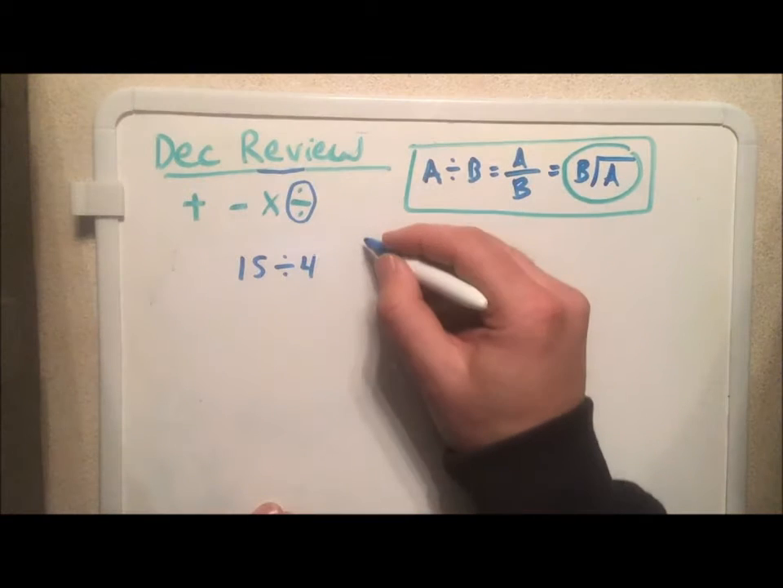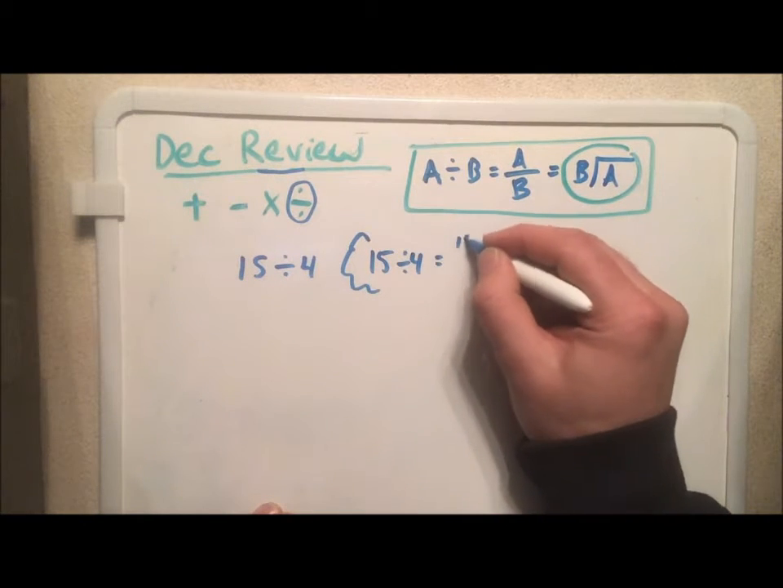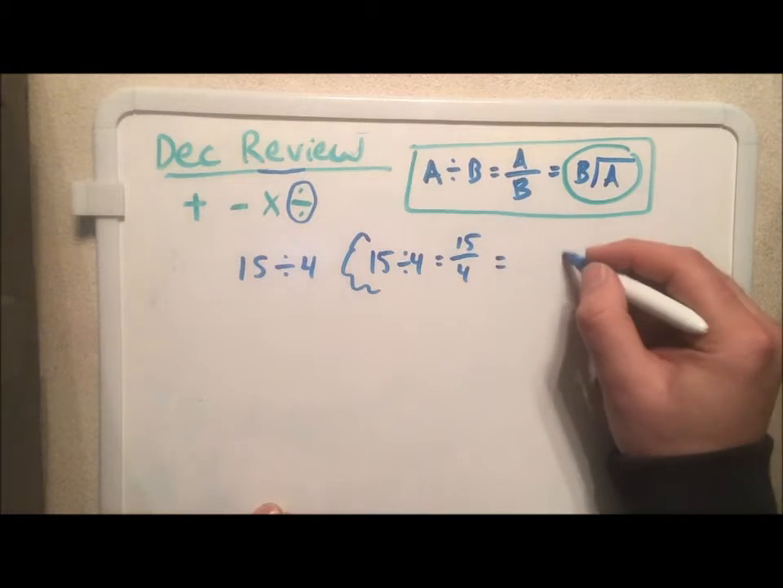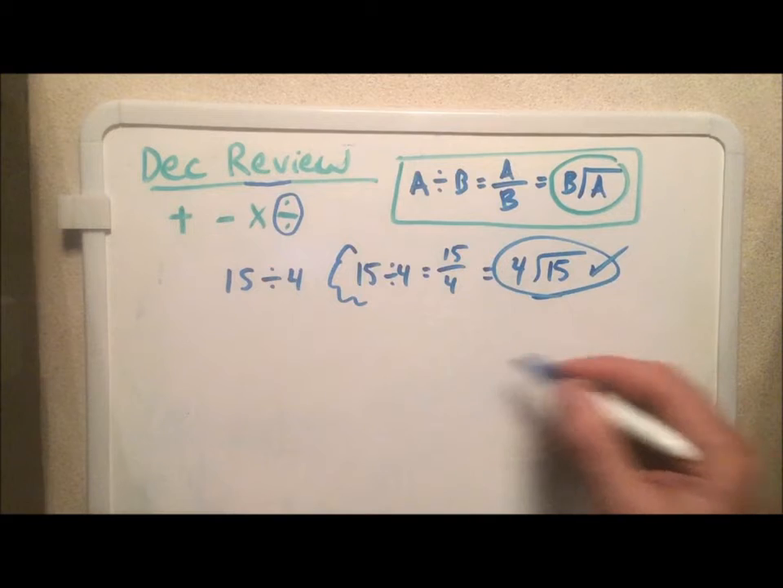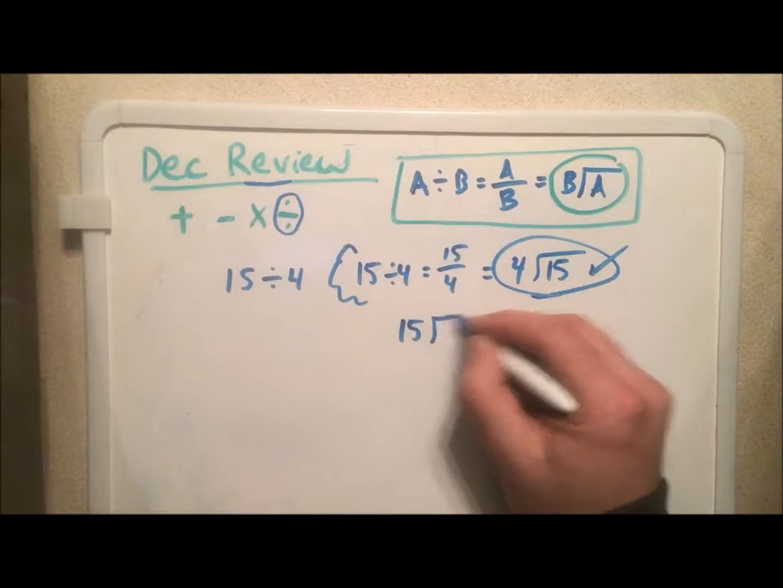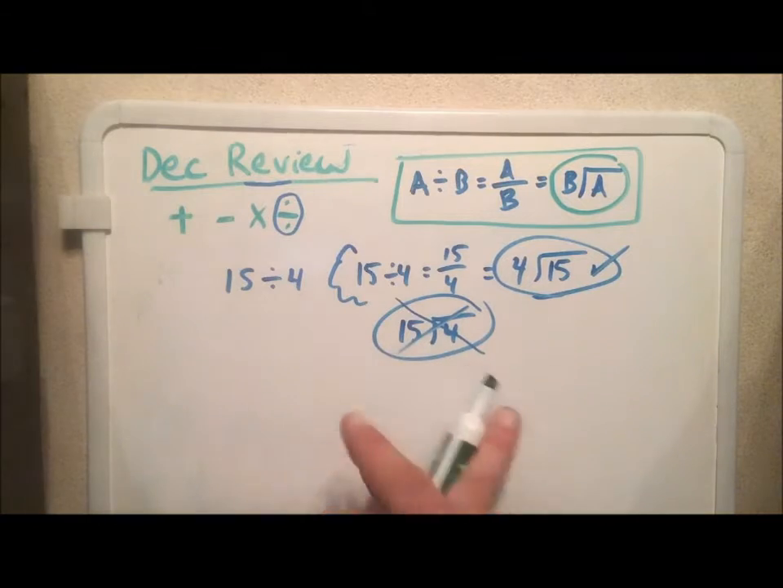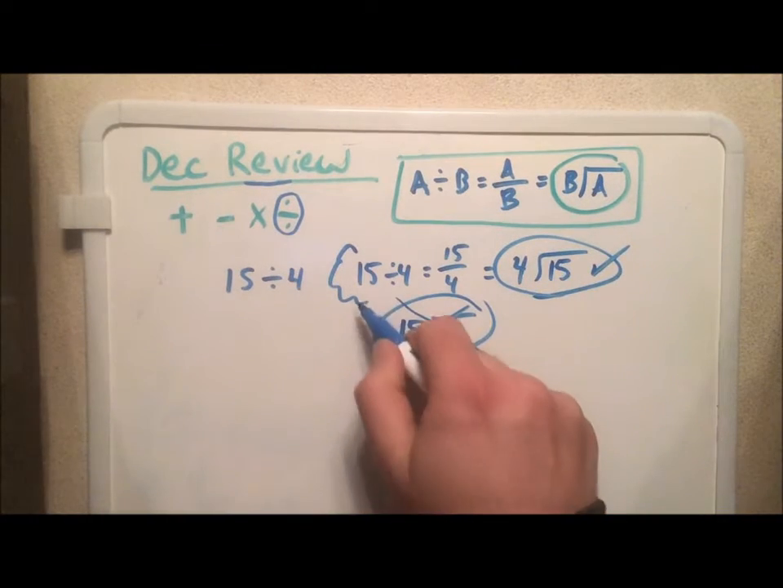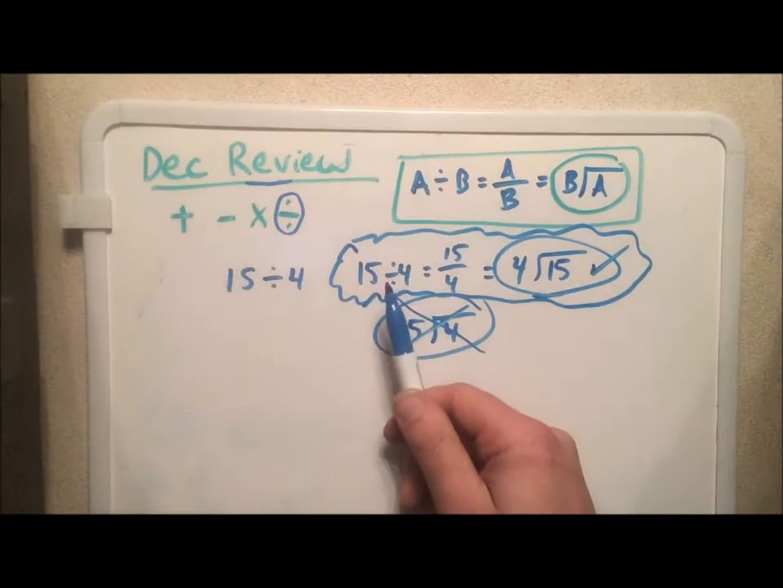So the first thing that I'm thinking about is this. 15 divided by 4 is the same as 15 over 4, is the same as 4 going into 15. Aha! That's what I'm dealing with. I am not dealing with this guy. Wrong. Why? Because the numbers are flipped around. So the very first thing we do in division, let alone decimal division, is go through this process.